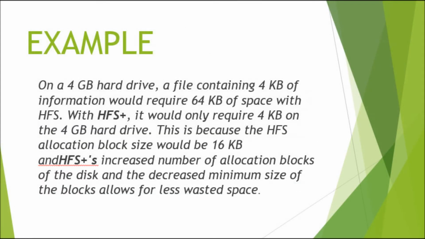Here is an example. On a 4 GB hard drive, a file containing 4 KB of information would require 64 KB of space with HFS. With HFS Plus, it would only require 4 KB on the 4 GB hard drive. This is because the HFS allocation block size would be 16 KB, and HFS Plus's increase of allocation blocks on the disk and decrease of the minimum block size allow for less wasted space.